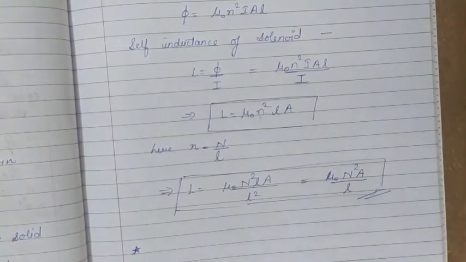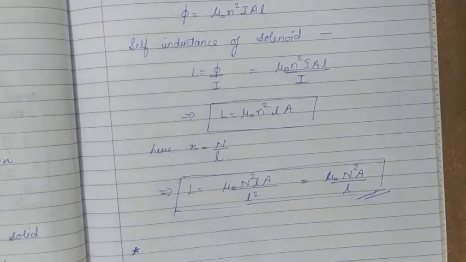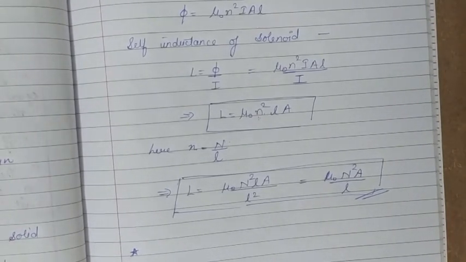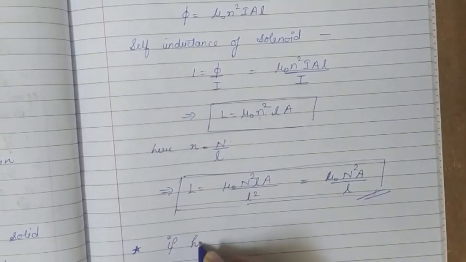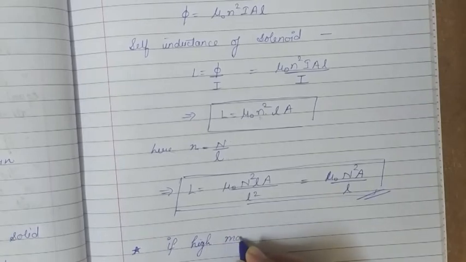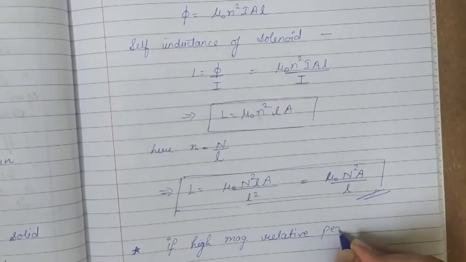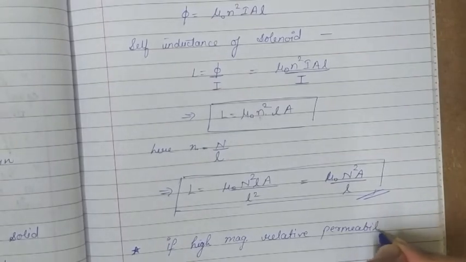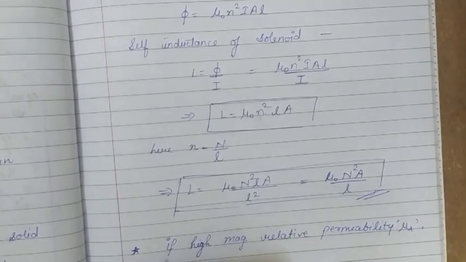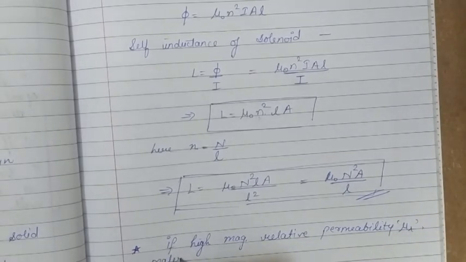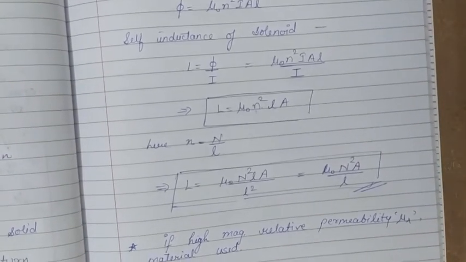Now there is one more case. If the coil is wound over a material of high relative magnetic permeability, so the core that we are using for the solenoid or the coil is of high relative magnetic permeability, mu r, material is used.